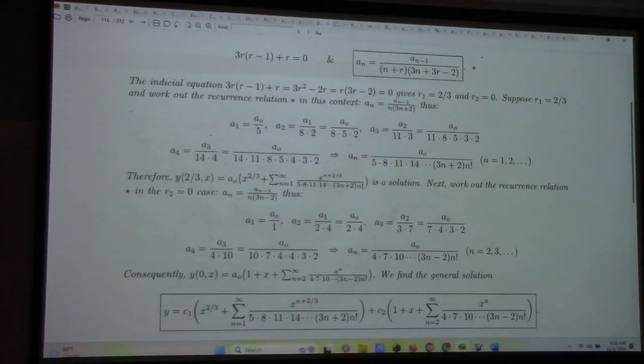On the other hand, the r equals 0 case, again, we plug in the 0 and then we work out the recurrence relation, and after a bit of processing, we can find our way to this being the pattern. All right? And so that's my second linearly independent solution to the second order problem, and here you go. This is the general solution. All right?